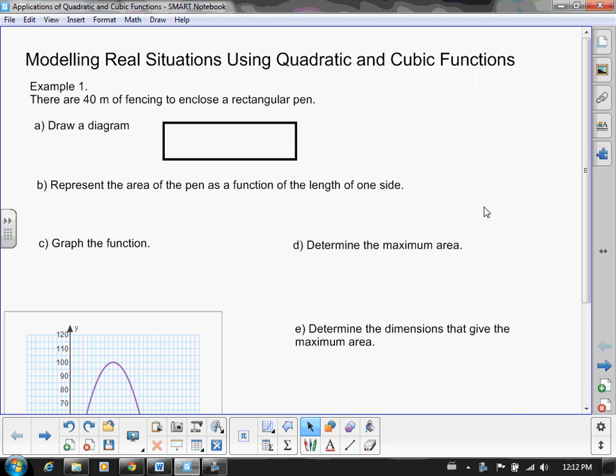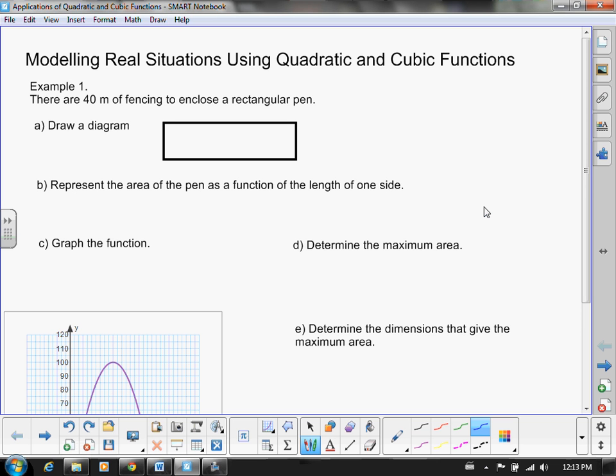All right, so this is a lesson to go with activity 4, which is modeling polynomial functions in real life situations. The first example we're going to look at has to do with building some sort of enclosure or fencing and using materials. So here it says there are 40 meters of fencing to enclose a rectangular pen. So I have a diagram drawn right here.